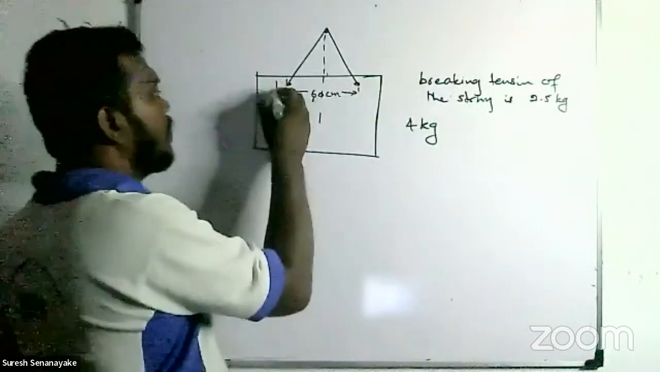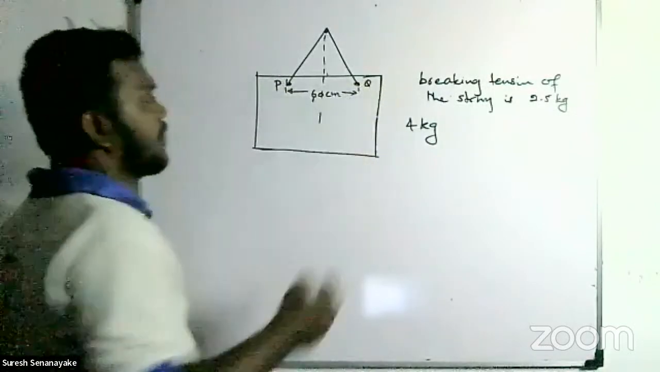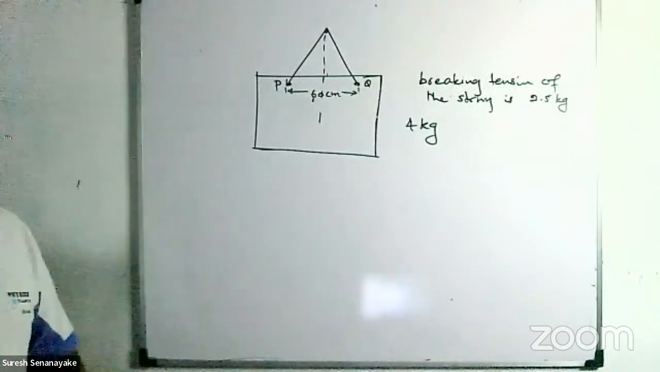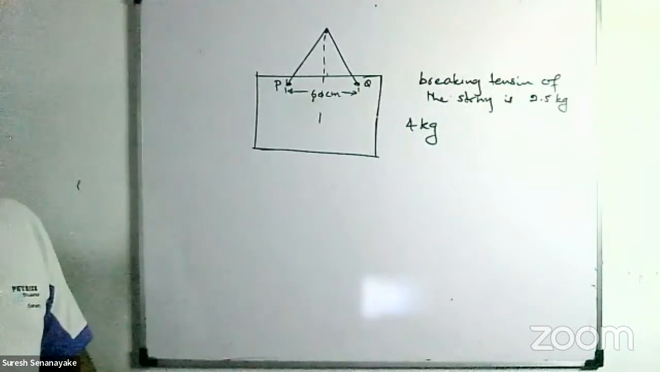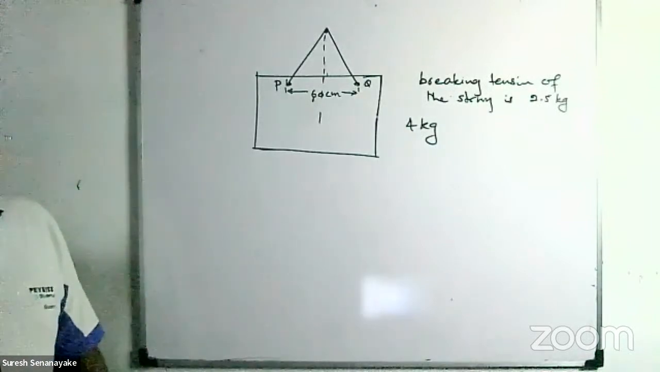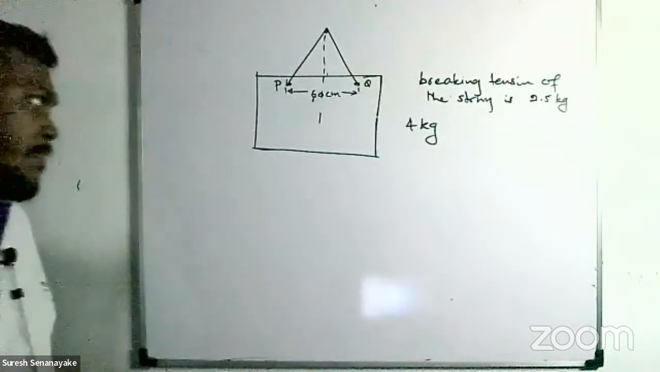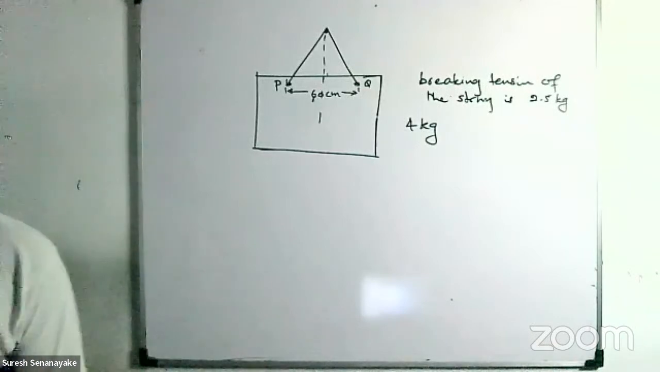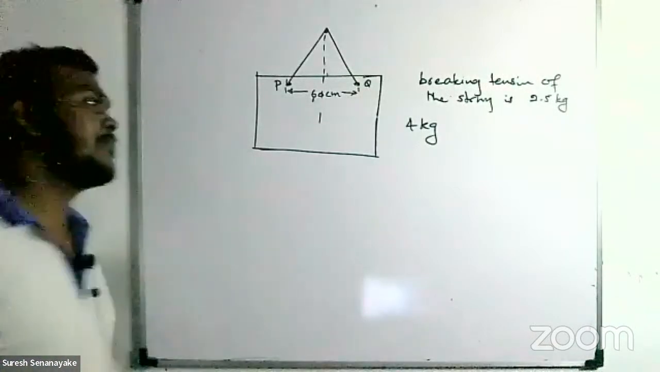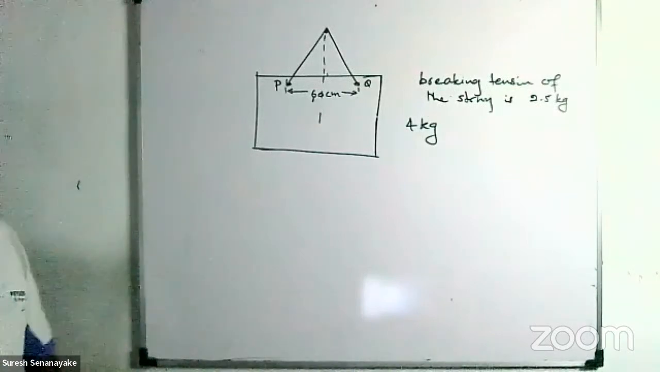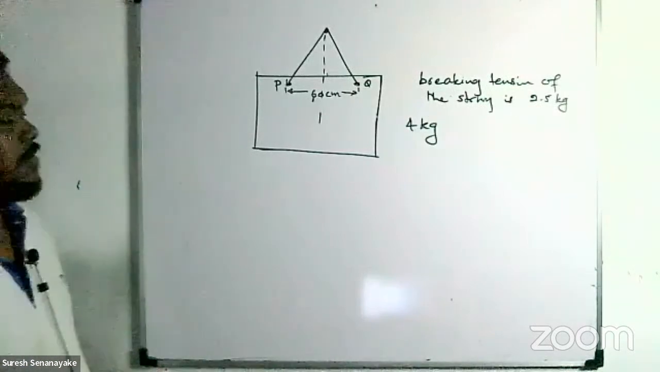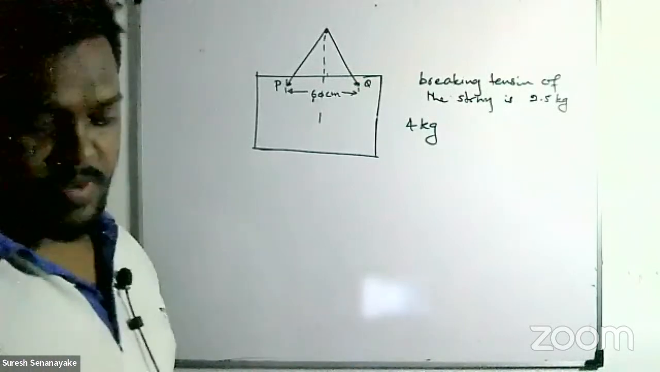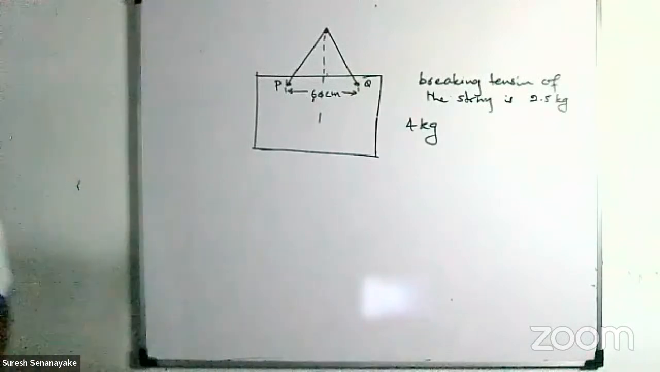The distance between the points P and Q is 60 centimeters. And the picture is hung symmetrically. Should be symmetrical. So what is the minimum length of the string required?